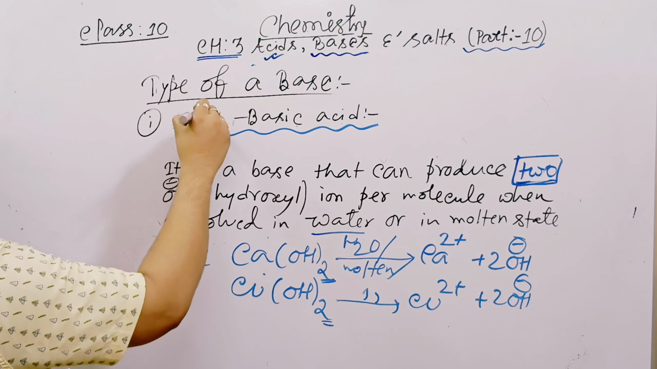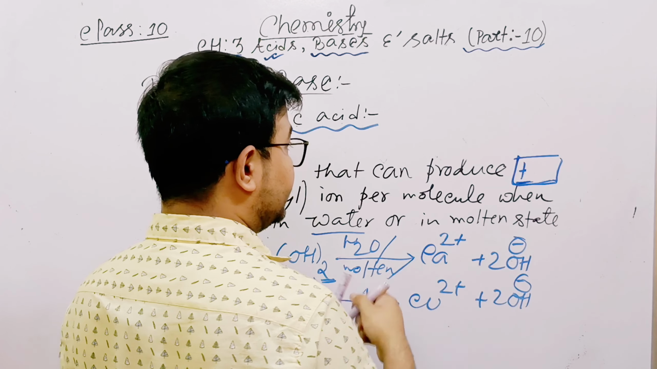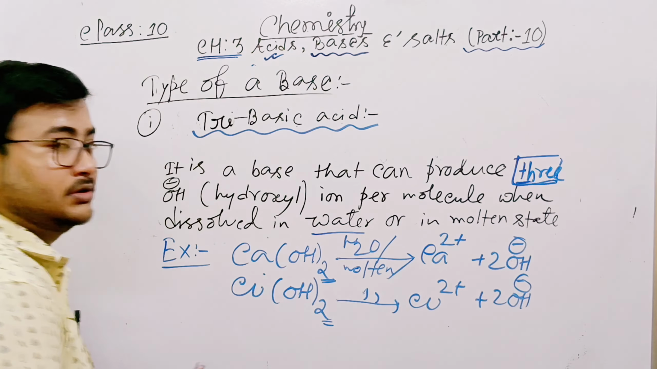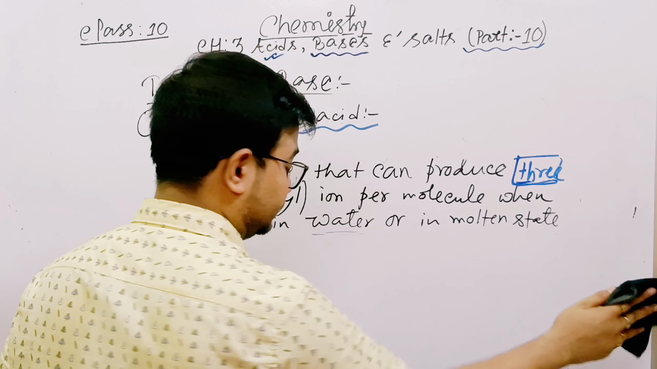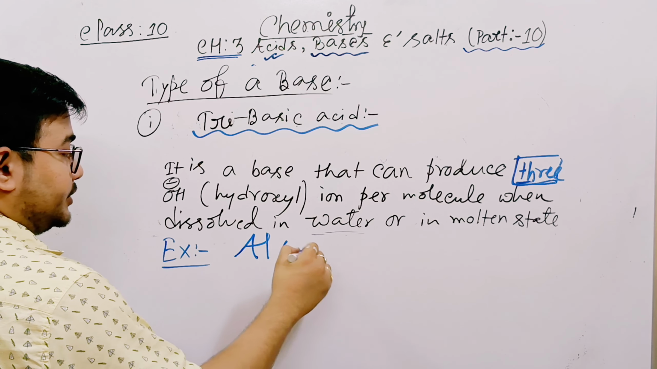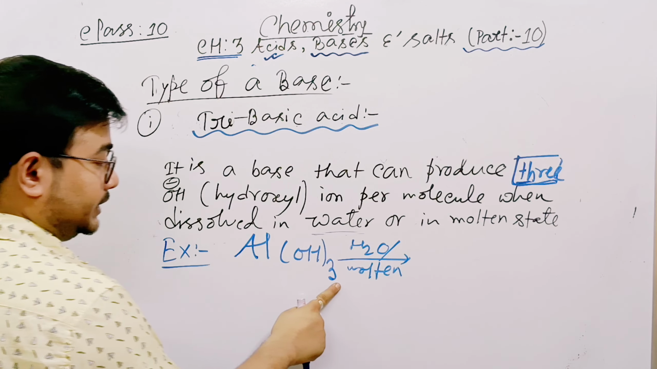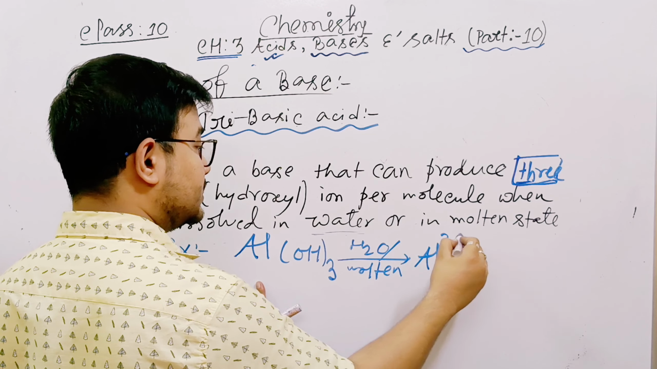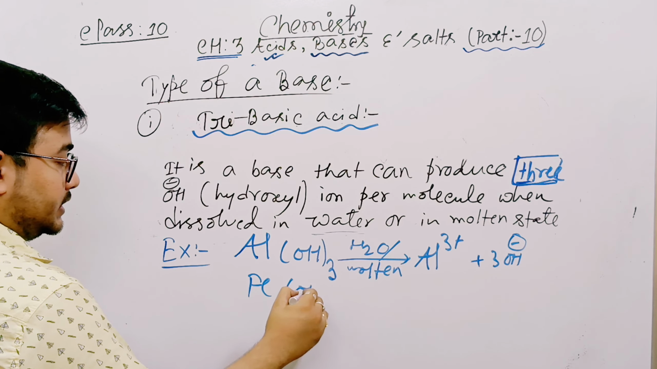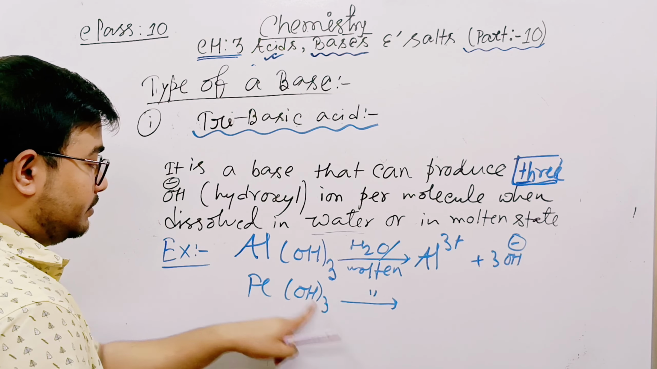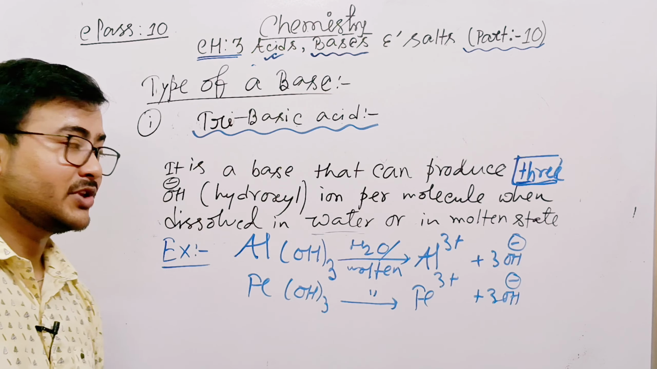What is the definition of tribasic acid? Instead of these 2, you can write 3. Our example is aluminium hydroxide. Same here, in water or molten state, the number is raised to the power, so Al3+. How many OH are visible here? 3 OH. Ferric hydroxide, Fe(OH)3, so Fe3+ and 3 OH minus. So these all are tribasic acid.